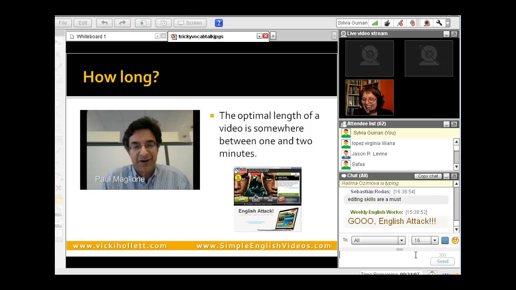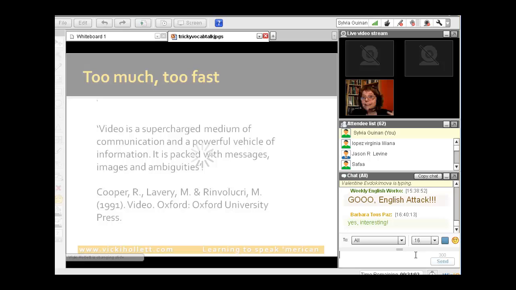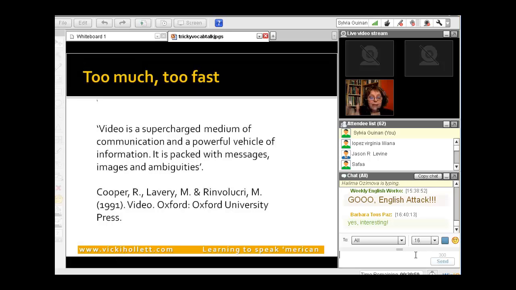I found that's often the case because video is a supercharged medium. This quote comes from a very famous book about video, quite old now, but still often quoted, because students can get overwhelmed with it. There can be too much, too fast, and that is a recipe for disaster. So, what can we do about that?